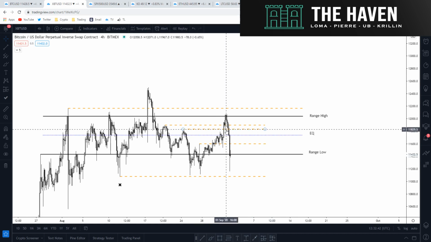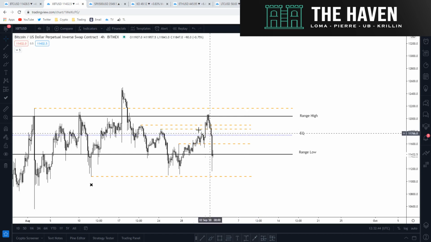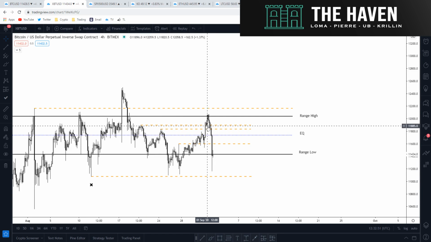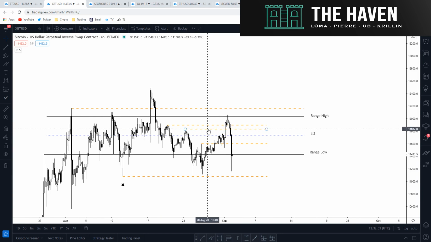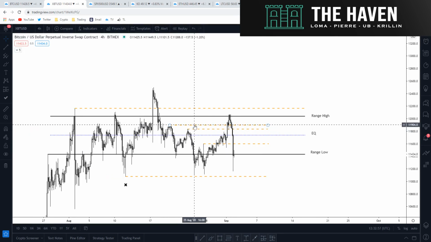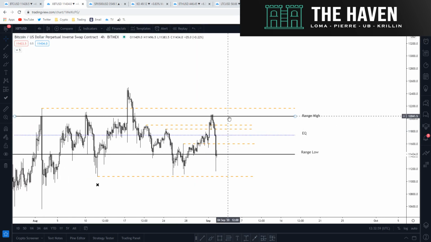Then we saw another fat 4-hour candle. But if you notice, we did retest that second high before moving up. Okay, so that gives more of a base to my argument of being bullish and flipping all of these into support. Created the top at the range high, and now we have our sell-off here.